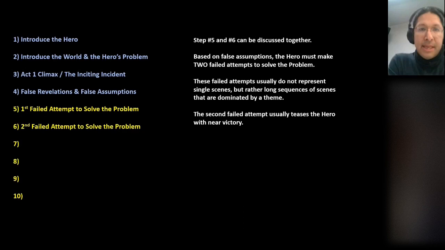Step 5 and 6 can be discussed together. Based on the false assumptions, the hero must make 2 failed attempts to solve the problem. These failed attempts usually do not represent single scenes, but rather long sequences of scenes that are dominated by a theme. The second failed attempt usually teases the hero with near victory.